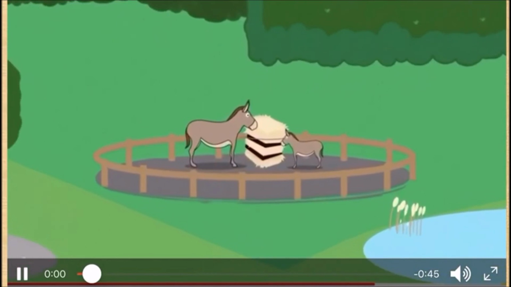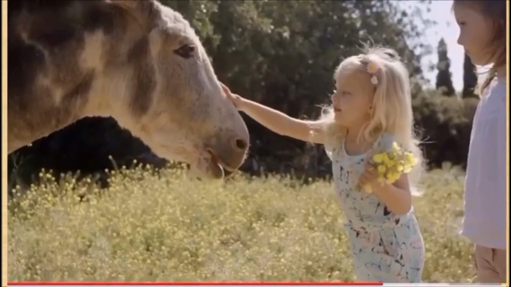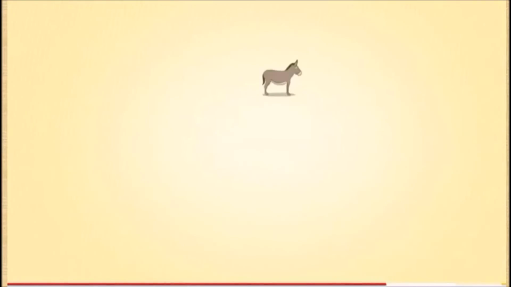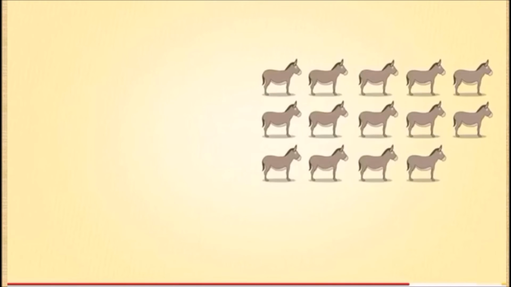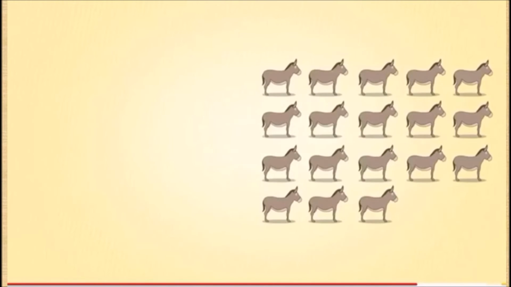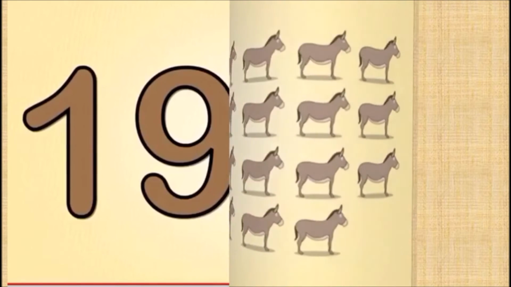Let's count these donkeys. Hello, hungry donkey. One, two, three, four, five, six, seven, eight, nine, 10, 11, 12, 13, 14, 15, 16, 17, 18, 19 donkeys. Good job, kids. So these are 19 donkeys.